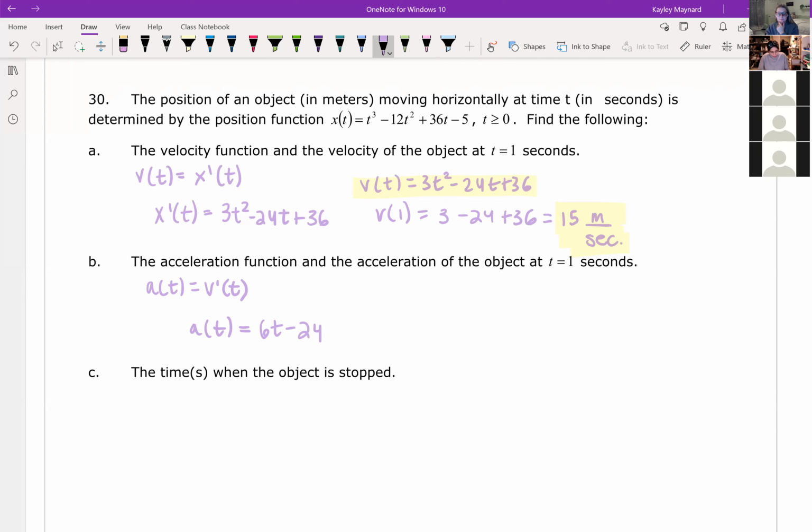Good. So that's part of our answer here. And the next part of the question wants you to find the acceleration at 1 second. So we're just going to plug in 1 again. So a of 1 is 6 minus 24, which is negative 18. And then acceleration is given in meters per second squared.